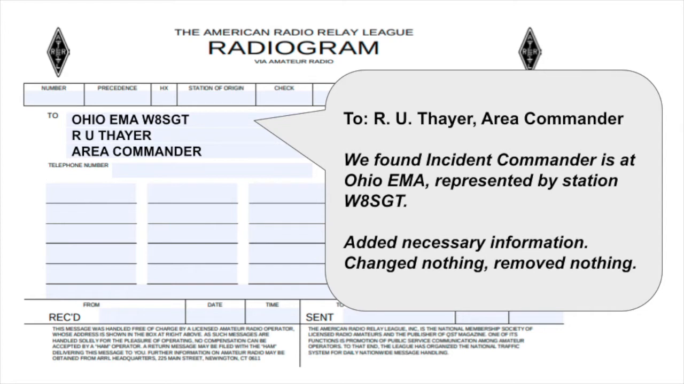For the sake of our example, assume that somewhere in the incident action plan we saw that the area commander is at Ohio EMA and call sign W8SGT. That is critical routing information, so we can add that to the radiogram's to field. Note that we do not change anything that the originator had. We don't take anything away from what the originator had. We only add necessary information to what's there to aid in the relay and delivery of the message.